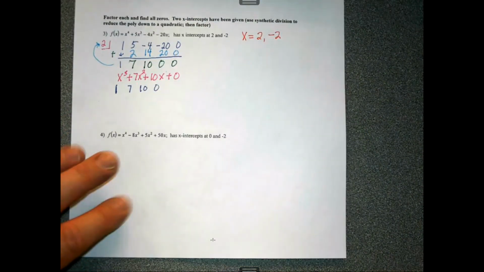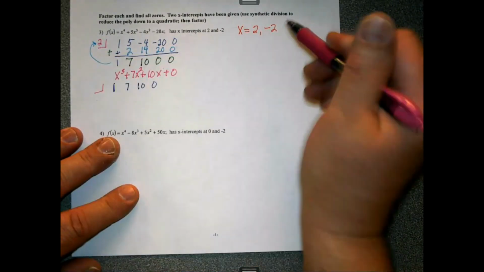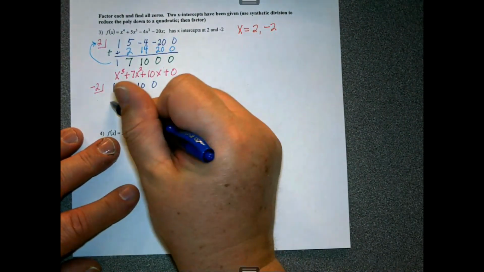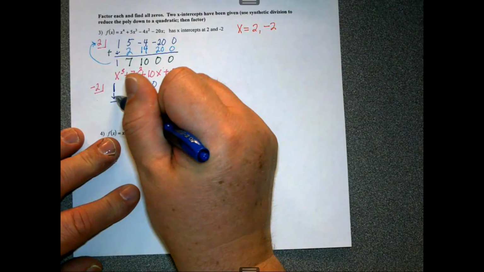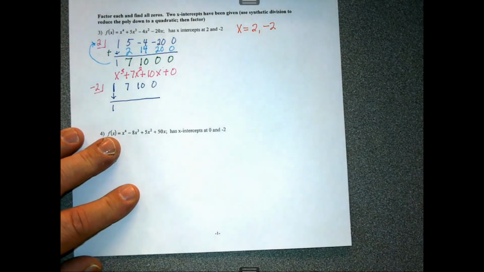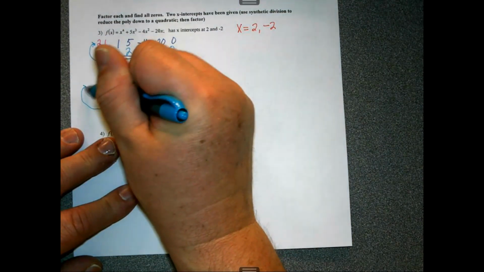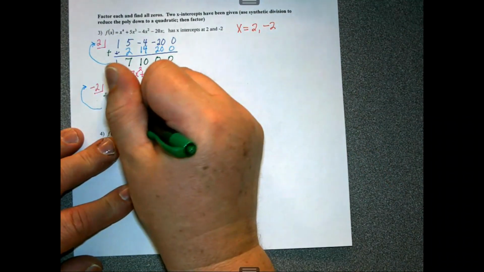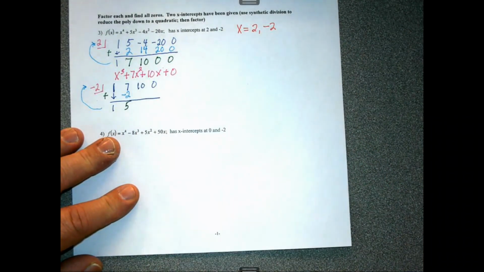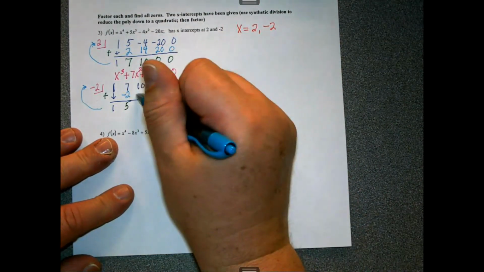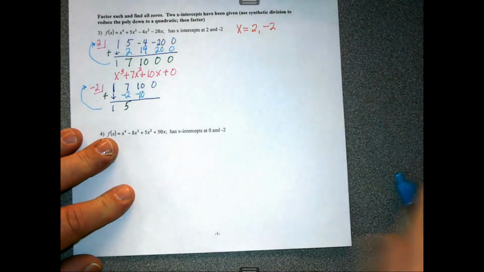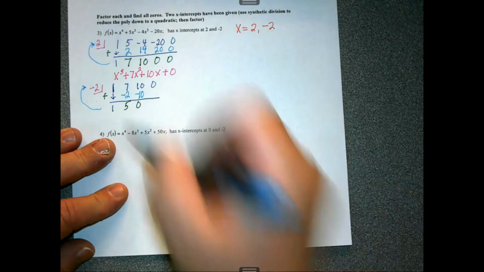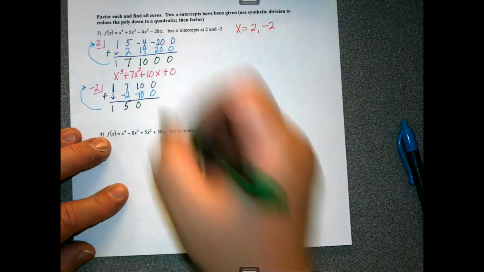My next divisor, this time I have to use negative 2. And here we go. Bring down the 1 times negative 2. Negative 2 plus 7. 5 times negative 2. Negative 10 plus 10 is 0. 0 times negative 2. 0 plus 0 is 0.